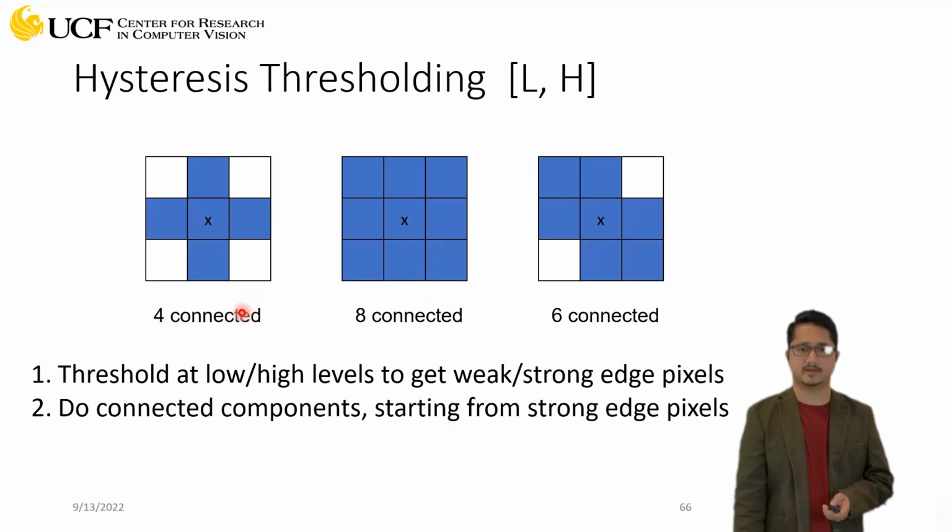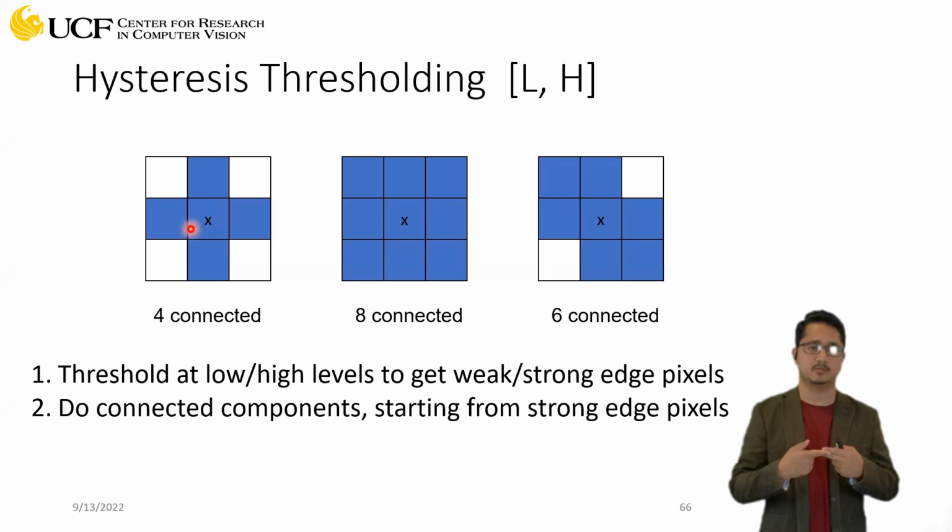Okay. So the idea here is, let's say you have this pixel, it will have some kind of magnitude. You have this pixel, some magnitude. And if these are neighboring pixels, then you can say they belong to the same connected component.